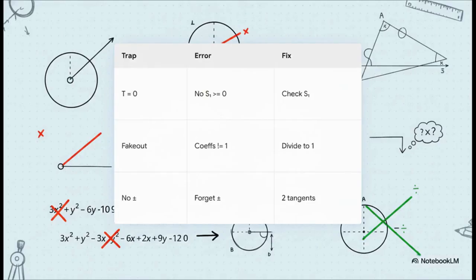But, and this is absolutely crucial, you have to be aware of the critical system traps. Listen closely, because these are the exact blind spots examiners exploit to make you fail when you rely blindly on algebra. Look at the T equals 0 assumption.